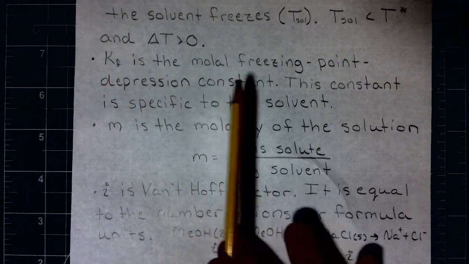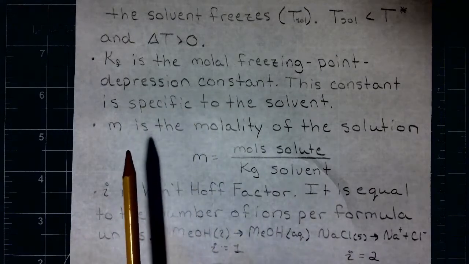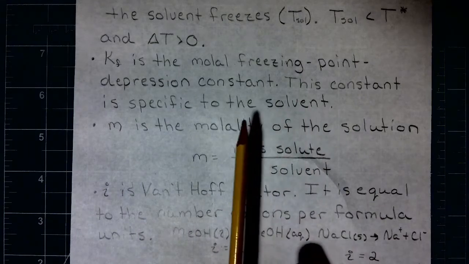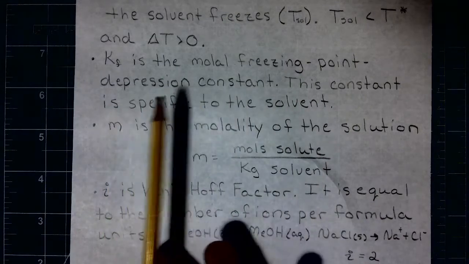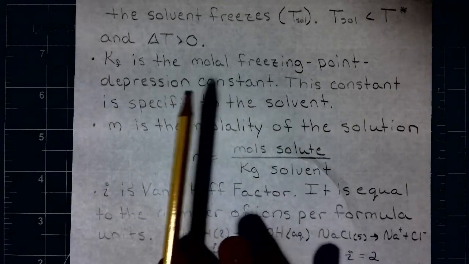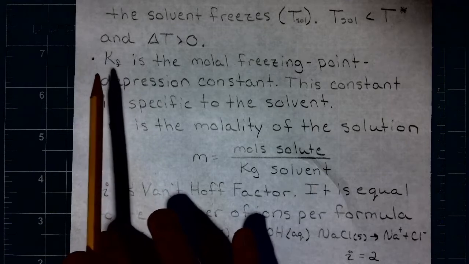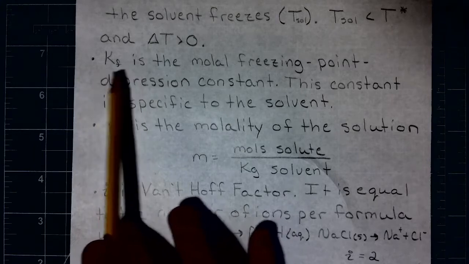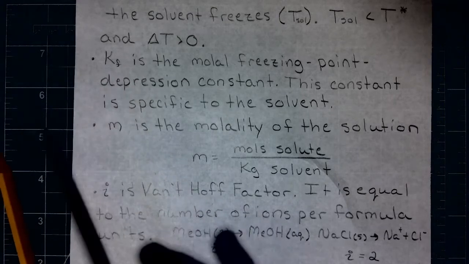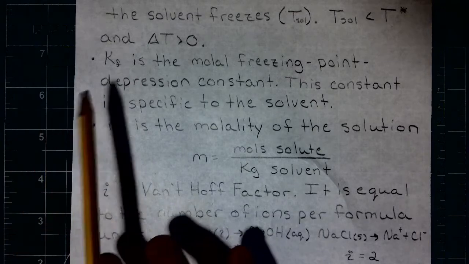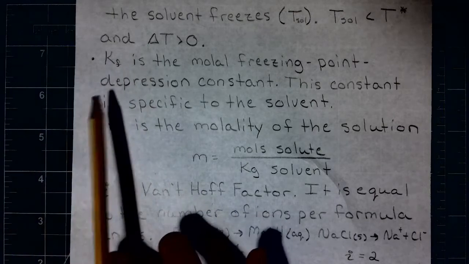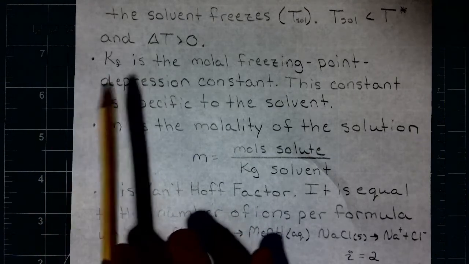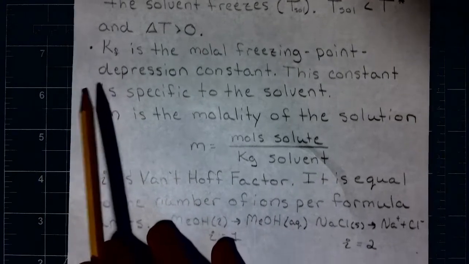Kf is the molar freezing point depression constant. And this constant is specific to the solvent. So depending on the identity of the solvent, it's going to be more or less sensitive to having solutes added to it and changing its freezing temperature. And Kf reflects that. So when Kf is large, then the addition of solute is going to cause quite a bit of freezing point depression. When Kf is small, then even adding quite a bit of solute isn't going to change the temperature at which it freezes very much.